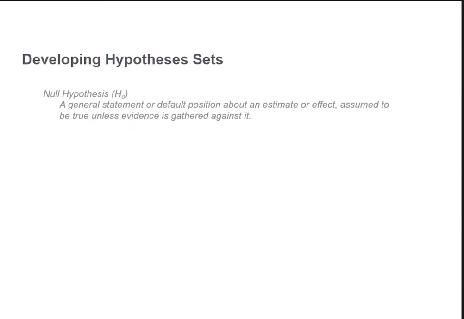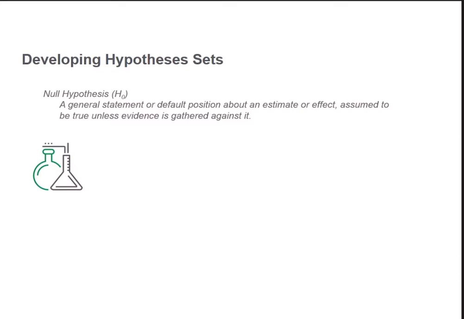Our first step in this whole process is to determine what we want to test and develop our initial hypothesis. In statistics, we like to call this initial hypothesis our null hypothesis, and it is often abbreviated by the letter H sub 0. Our null hypothesis is our default position about an estimate or effect, assumed to be true unless evidence indicates otherwise. This might sound confusing, so let's think of a few null hypotheses to get some clarity.